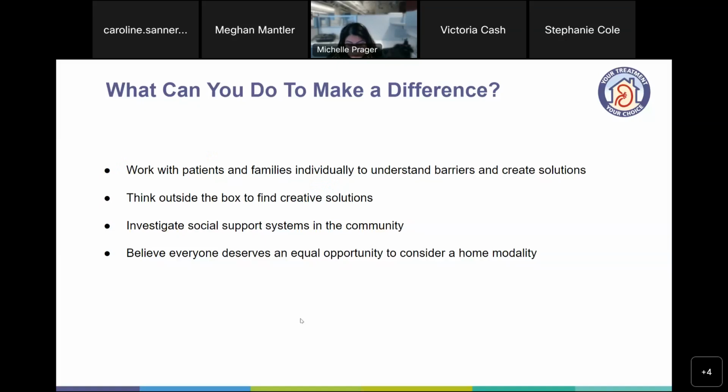So what can you do to make a difference? Work with patients and families individually to see what barriers they have and what their priorities are. Think outside the box for some creative solutions to help patients reach their goals. Investigate social support systems in the community that may be able to help the patient, and believe that everyone deserves an opportunity to consider a home modality.